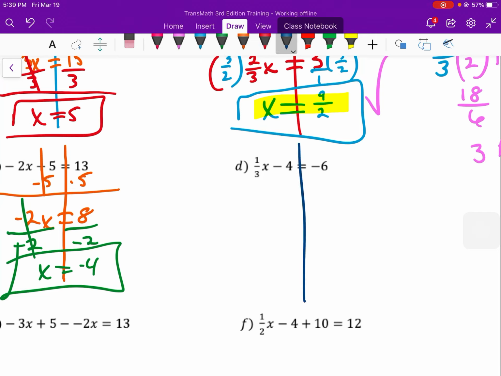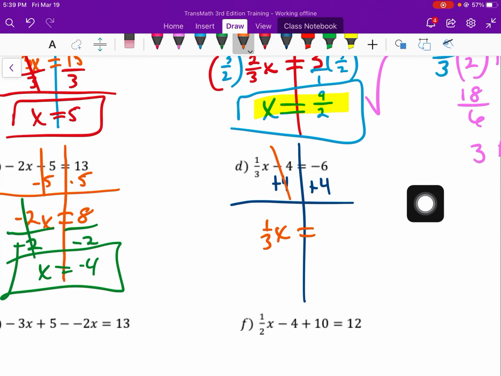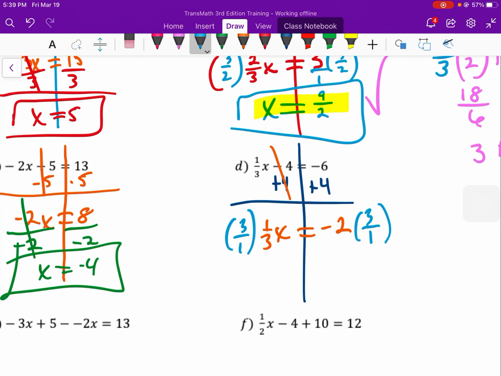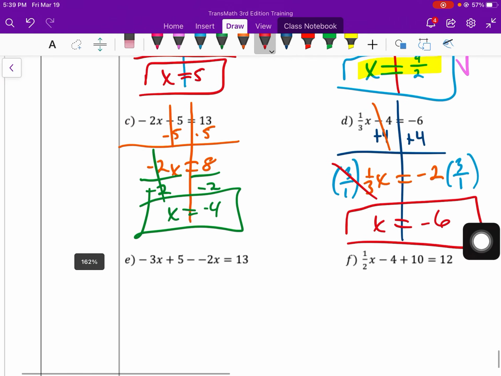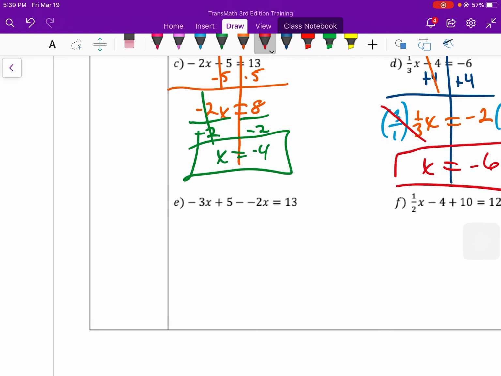Additive inverse, if it's subtract 4, we're going to add 4 to both sides. So these simplify, so we have 1/3 x equals whatever this difference is. The negative 6 is bigger, so that's going to be a negative 2. Now I need to multiply by my reciprocal, so we have 3/1 multiplied on both sides, so that product is 1, or 1x, equals negative 2 times 3 is negative 6/1, which would just be negative 6.